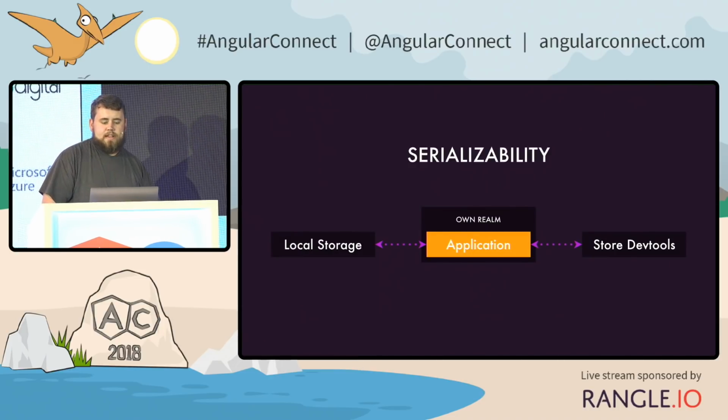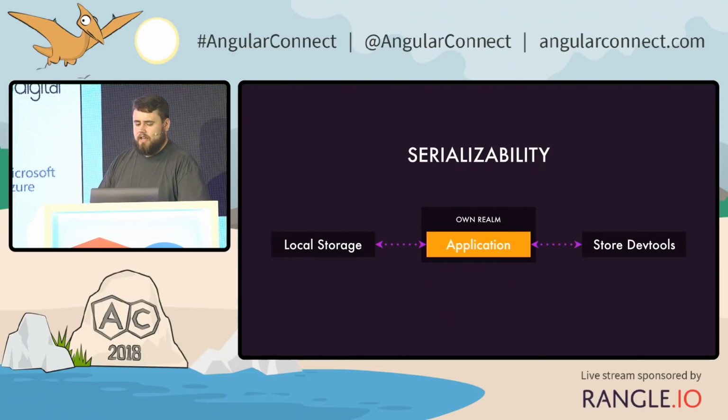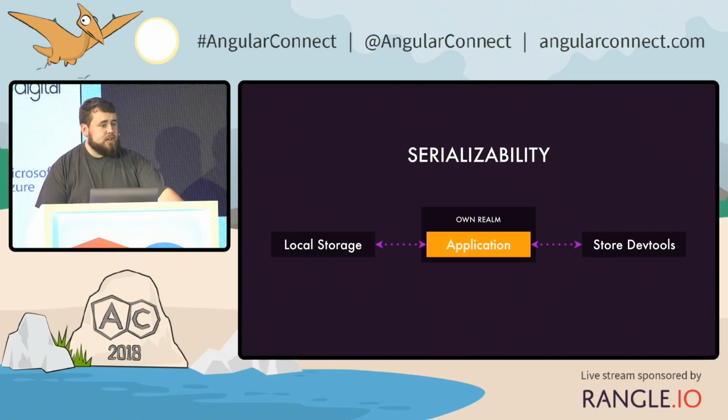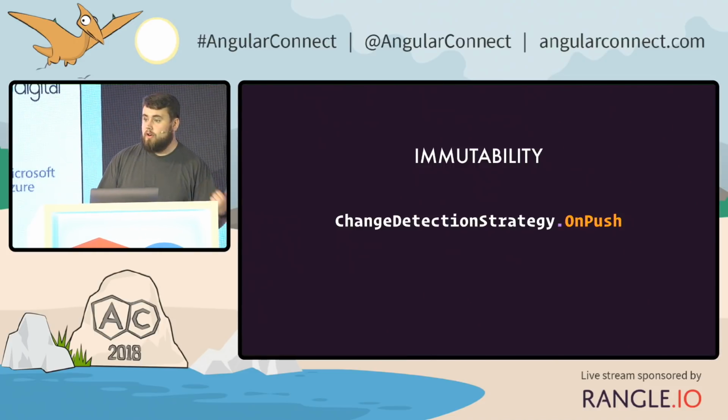The first is serializability. This lets you inspect, download, upload, and dispatch, as well as time travel, all from the store dev tools. It lets you transmit actions over a WebSocket connection or from a web worker, and it lets you save and serialize state to local storage. The pattern's also built on top of immutable data structures. And what that practically means for you is you can turn on push change detection in your Angular applications for a performance boost.